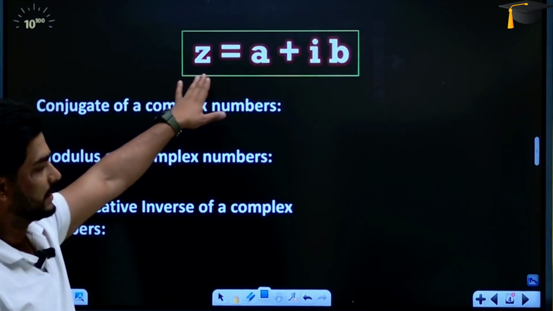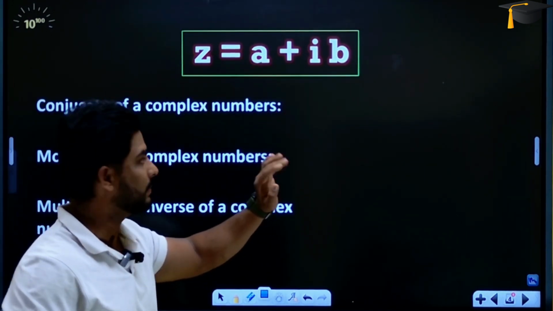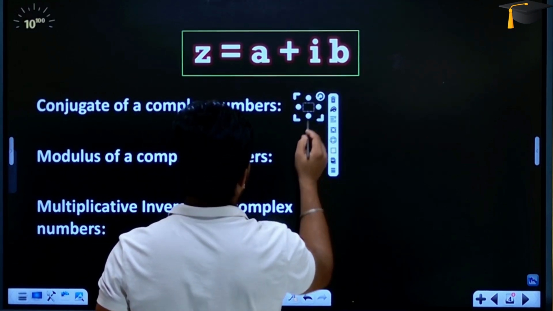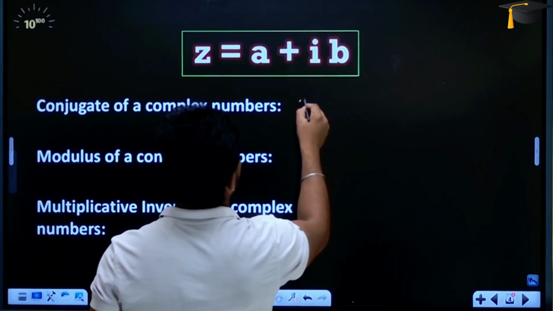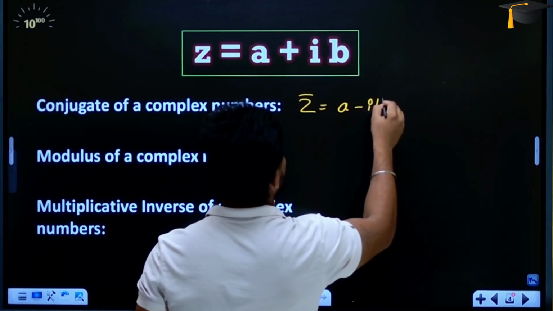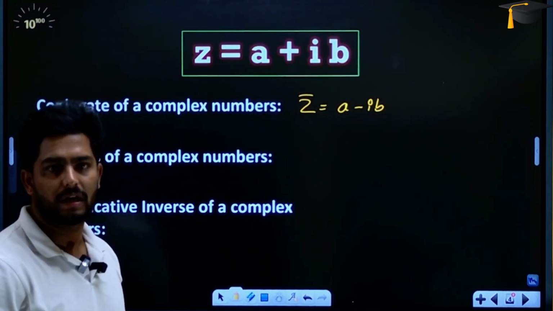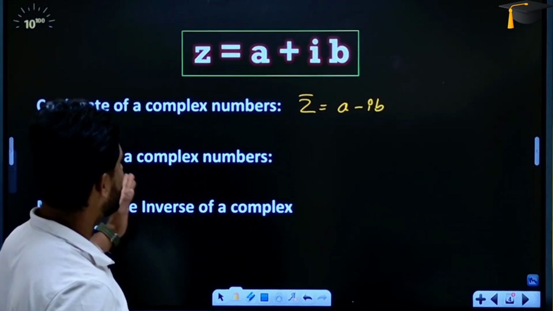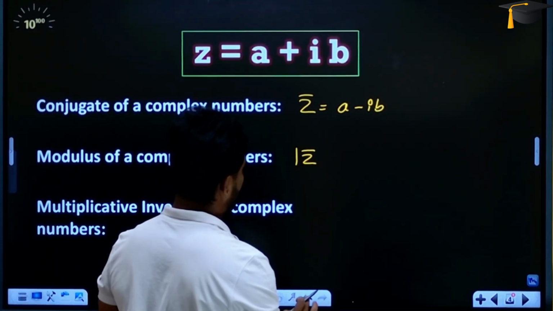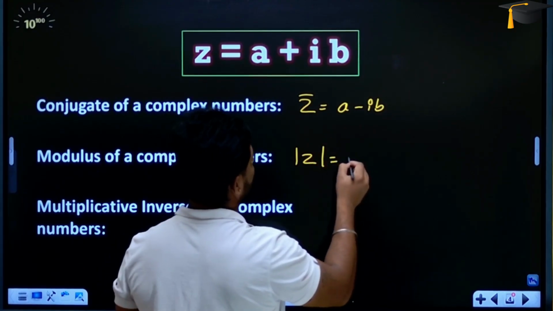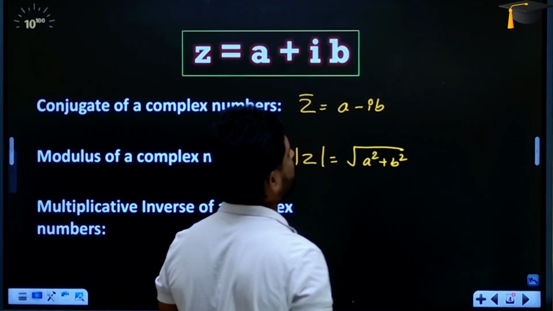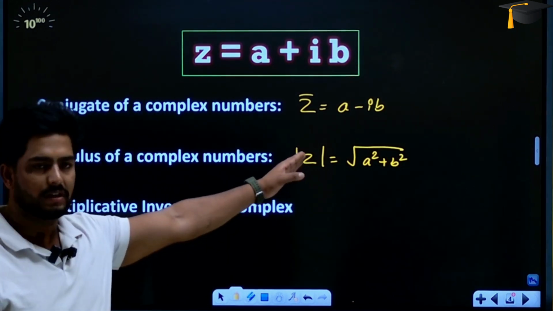If z is equal to a plus ib is the general form of complex number, then for the conjugate we change the sign of i, so we write it as z bar. z bar is equal to a minus ib. This is the conjugate of complex number. Next, modulus. Modulus of complex number is mod z. Mod z is equal to square root of a square plus b square. So this is the modulus of complex number.